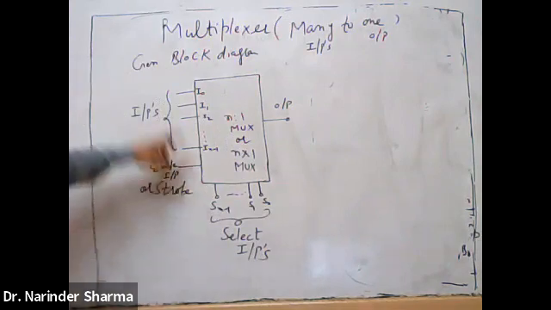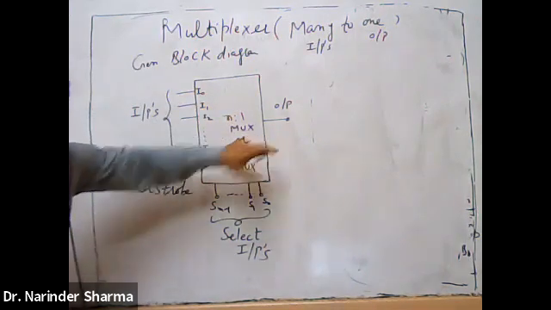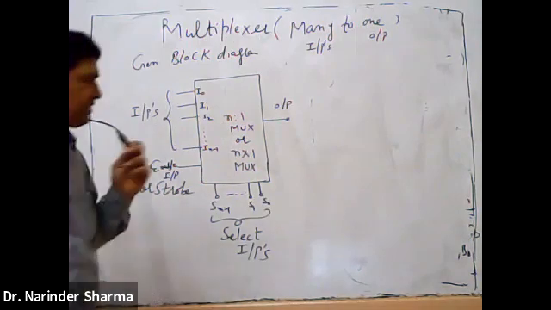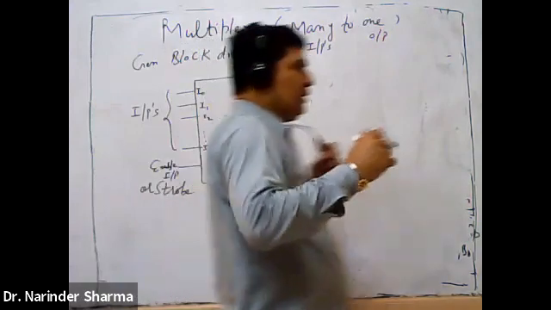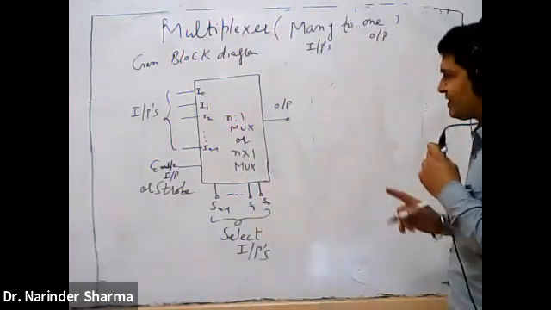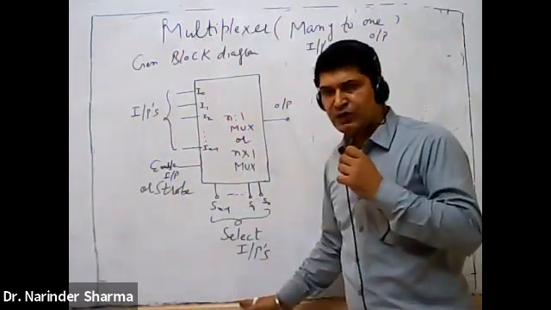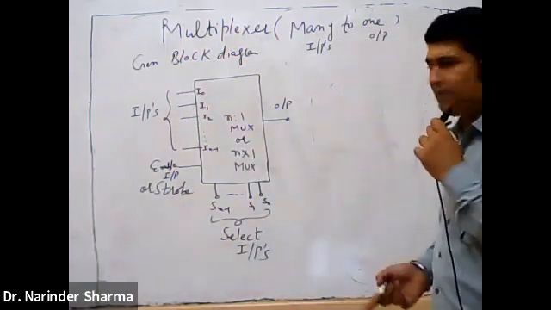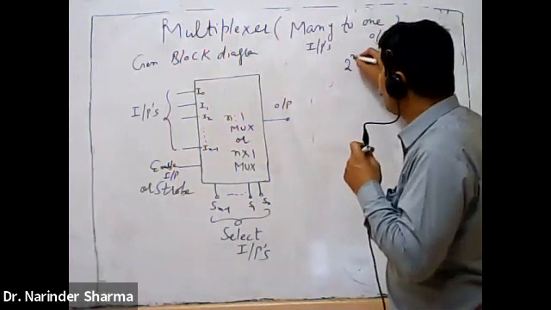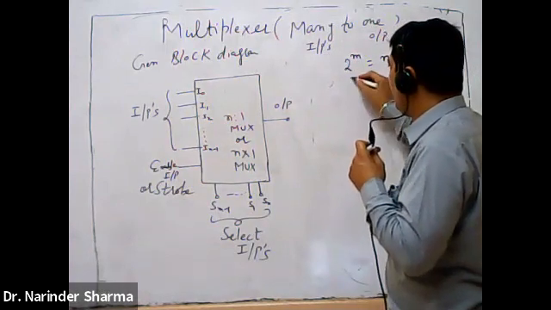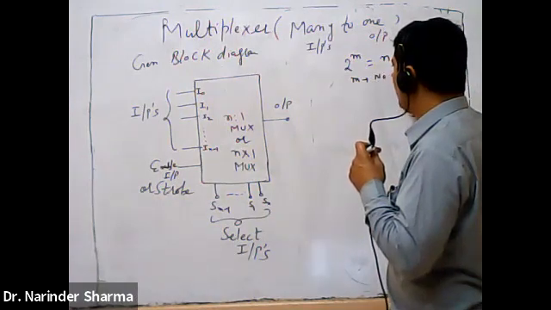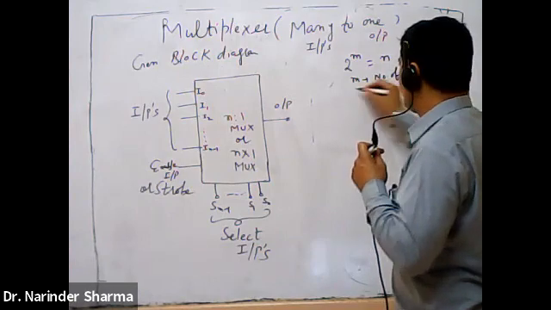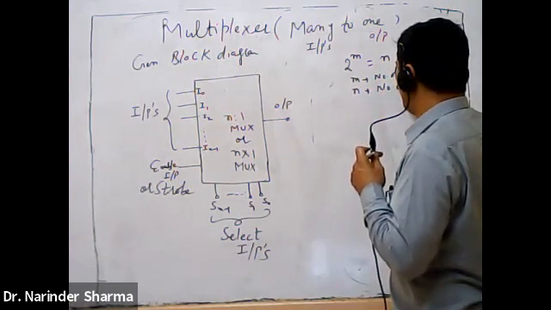These decide which input should occur at the output. I will take an example; it should be easy for you to understand. The relation between select lines and input lines, or inputs, is that 2 raised to power m equals n. M stands for the number of select lines, and n stands for the number of inputs.